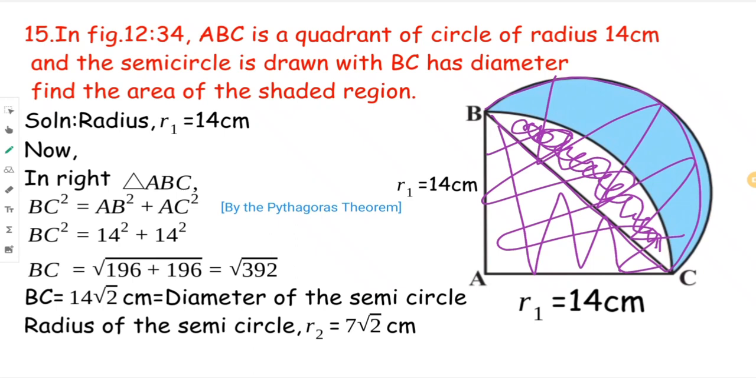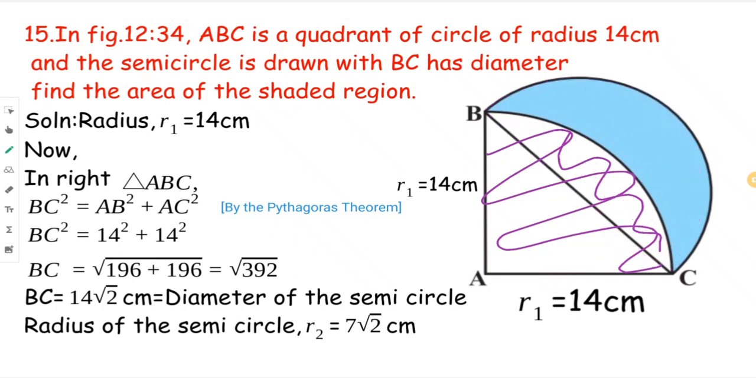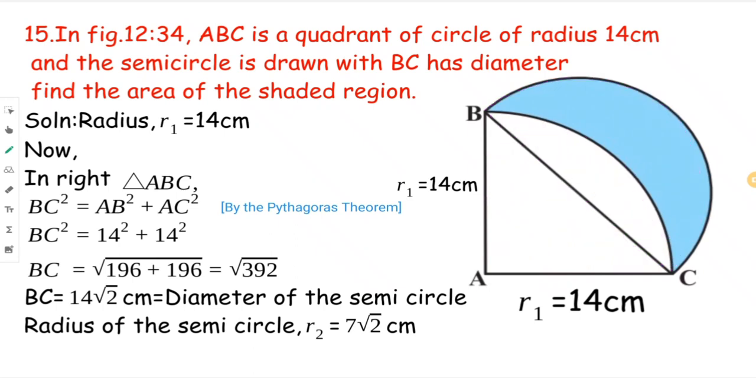So first thing, we will try to find the radius of the semicircle, right? Semicircle means now the diameter of the semicircle. So if I know the diameter, I'll know the radius, right? So let's try to find this by using the Pythagoras theorem, because remember this becomes a right triangle, right? And I know two sides, they're both 14 and 14. Let's try to find BC or the diameter of the semicircle.